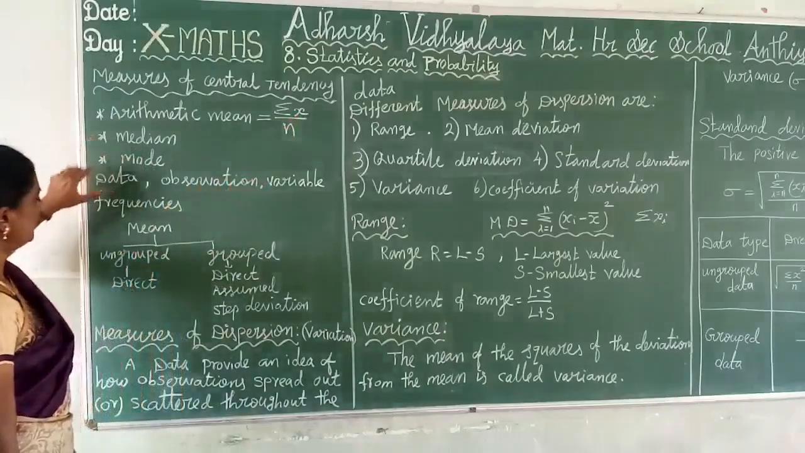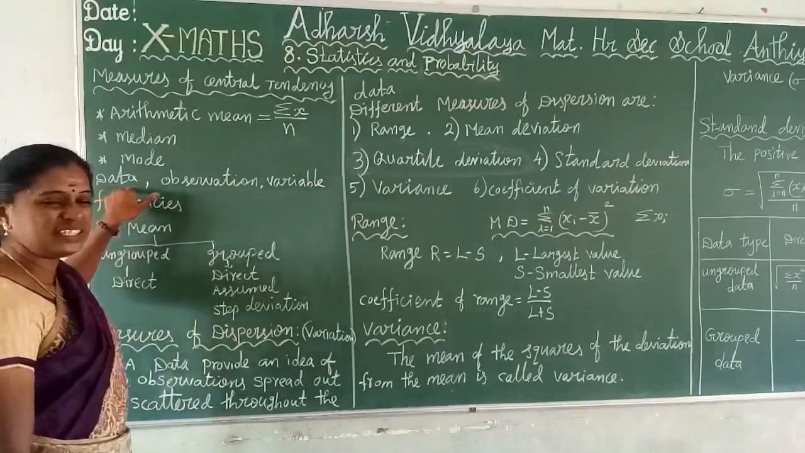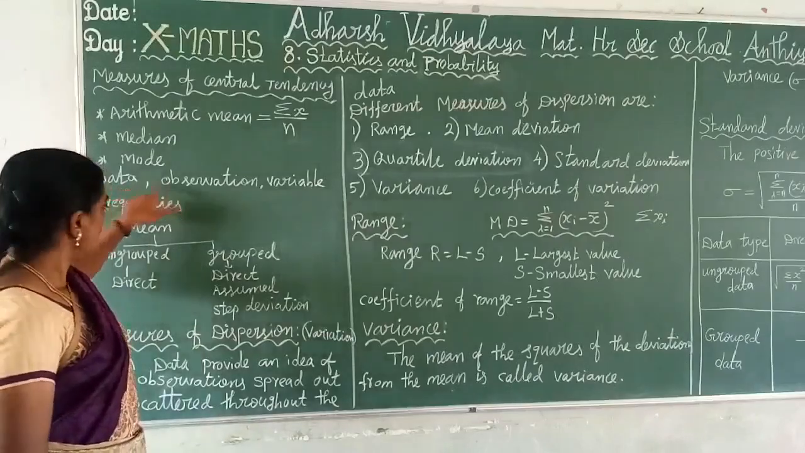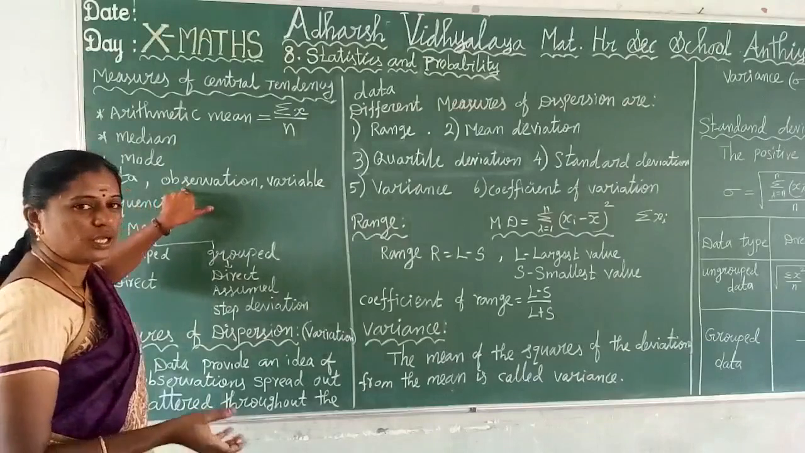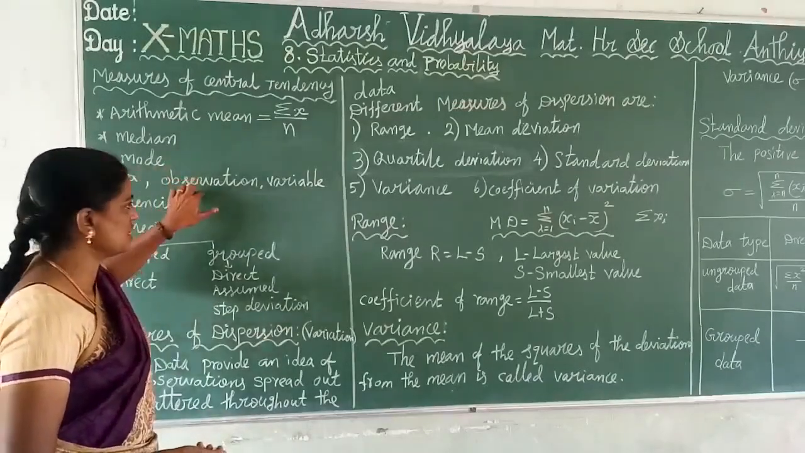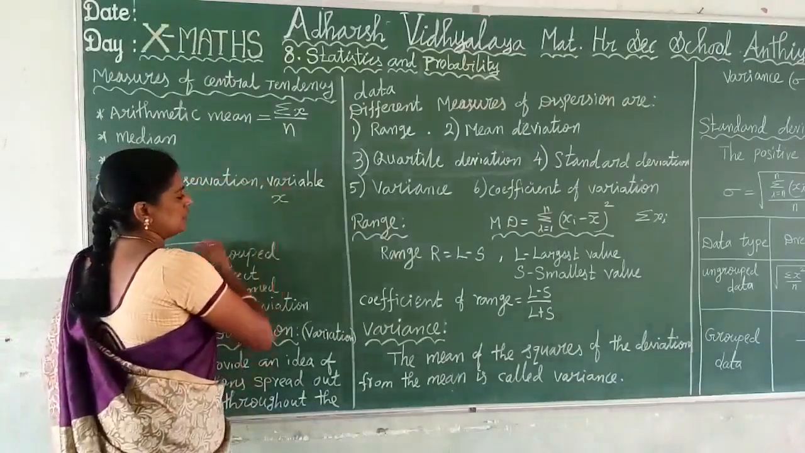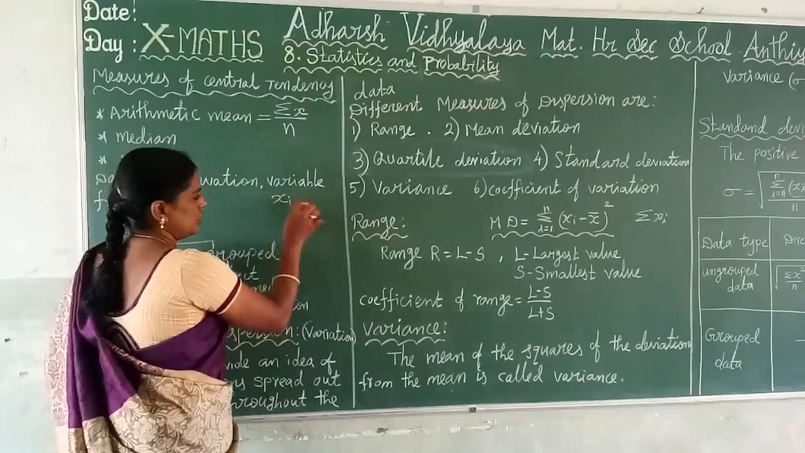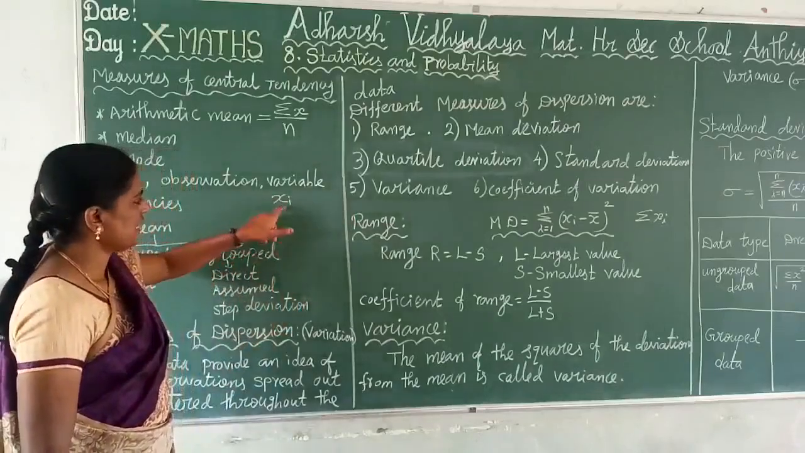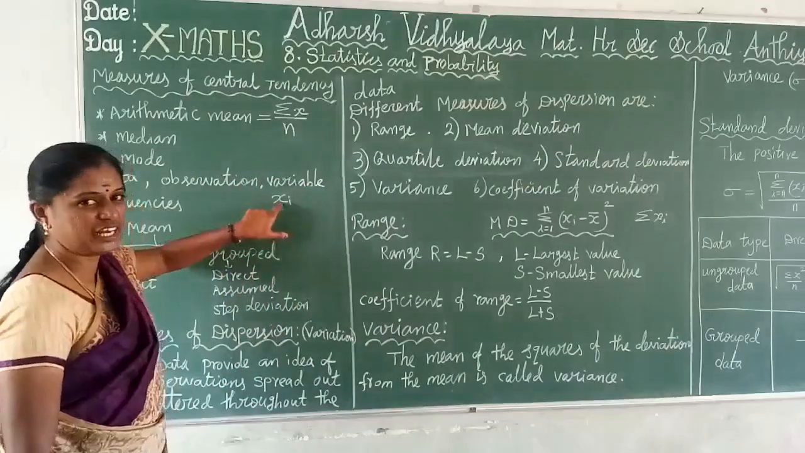In this topic, a few words are there. What are the words? Data. Data means a numerical value, like our subject marks. And observations, so each data is called an observation. And variables. So you mention the variables, xi, where i is equal to 1, 2, 3, etc. So after the summation, xi means add all the observations. That is mentioned in the variable.